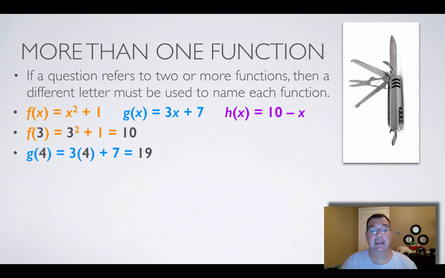and that gives me 10. g of 4 means I have to use the g function and replace x with 4, so instead of 3x plus 7, it's 3 times 4 plus 7, and that equals 19. And finally, if I wanted h of 6, I would have to use the h function and replace x with 6. So instead of 10 minus x, it is 10 minus 6, and that is equal to 4.